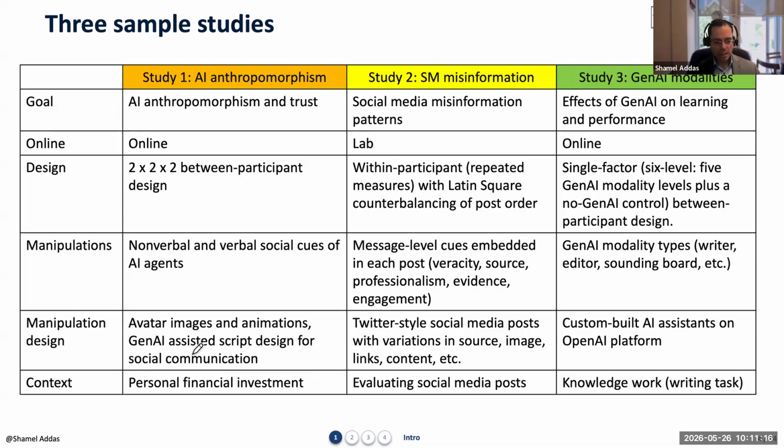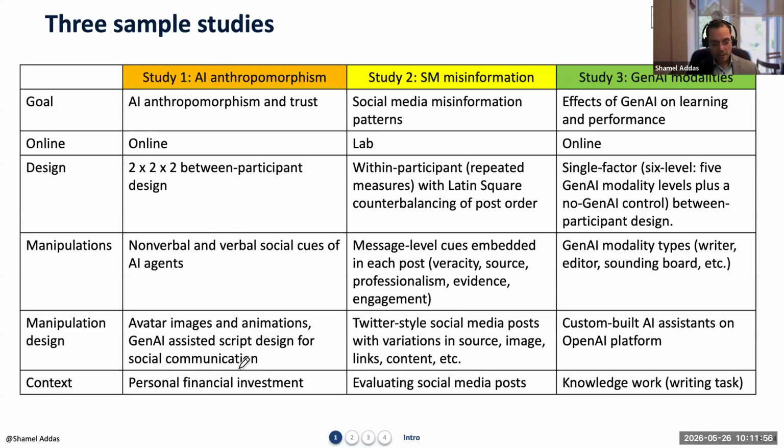In terms of the manipulation design, we manipulated the images. So we had avatars that people were interacting with in a specific context that we developed. We had different types of avatar images, a more human-like image versus a more robot-like image. We also had an animated feature. So some of the avatars had embodied animation and voice. They were basically doing things like gesturing, moving lips, blinking, and so on. And we also manipulated the social communication style. So these were our 2x2x2.